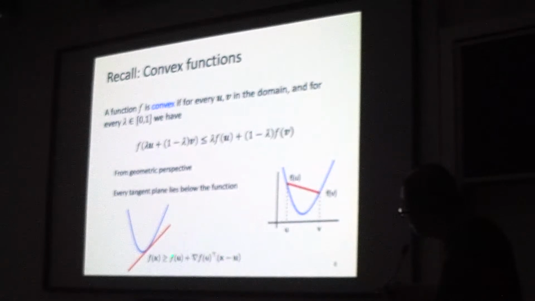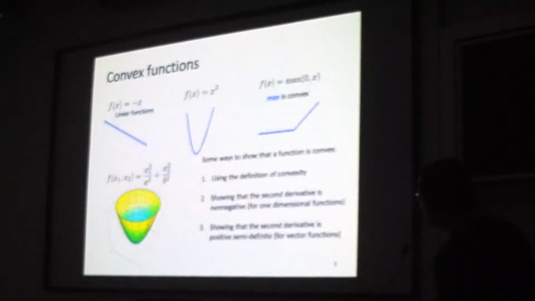And the right-hand side is essentially a linear function. You can see this linear function passes through u and f of u, and the slope is the gradient of f at u. Here are a few examples of convex functions: linear functions, quadratic functions, and the max function is also a convex function.